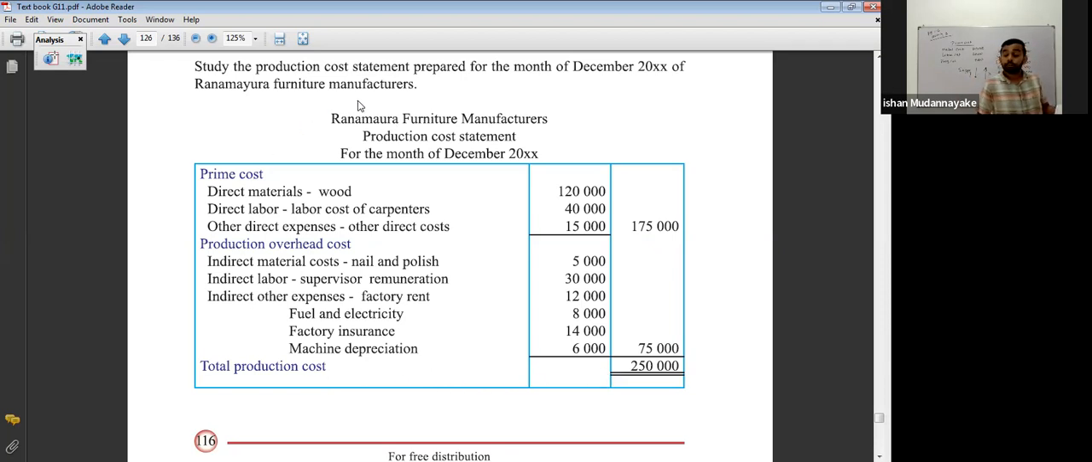Students, when you provide an answer for a production cost statement, you need to clearly classify direct material, direct labor, and other direct expenses. If the examiner has given direct material, at first you need to write down direct material and then write down wood. You should be able to properly classify expenses, whether they are direct or indirect.